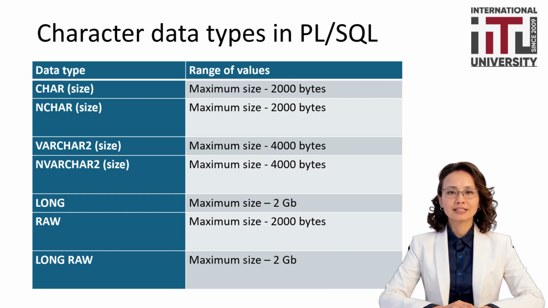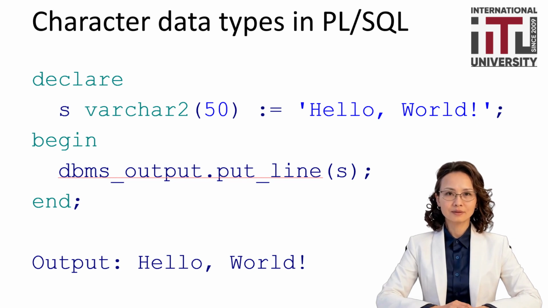Finally, the raw data type is used to store binary data, such as images or encrypted values, and it is limited to a fixed number of bytes. Understanding these data types helps developers choose the most efficient way to store and manage data in PostgreSQL programs. In this PostgreSQL example, we declare a variable of type varchar with a given size, initialized to hello world. The DBMS_OUTPUT.PUT_LINE function is used to display the string, resulting in the output hello world.